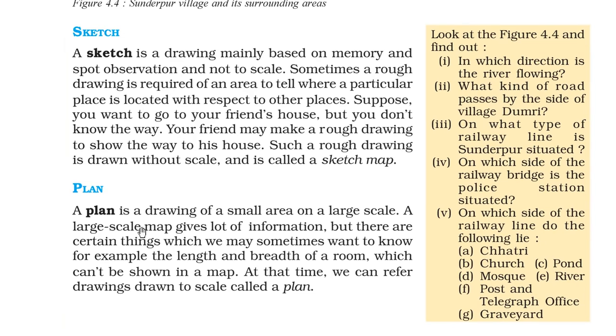Then we have plan. Now a plan is a drawing of a small area on a large scale. A large scale map gives a lot of information. But there are certain things which we may sometimes want to know, for example, the length and the breadth of a road, which can't be shown on a map. At that time, we can refer to drawings drawn to a scale, which is called a plan. So this is the difference between a sketch and a plan.